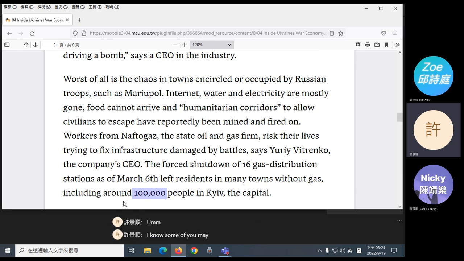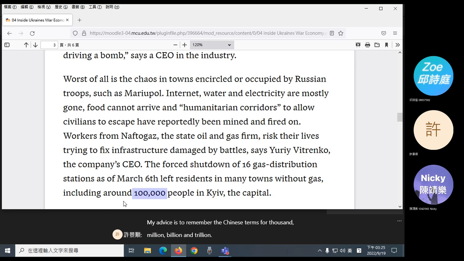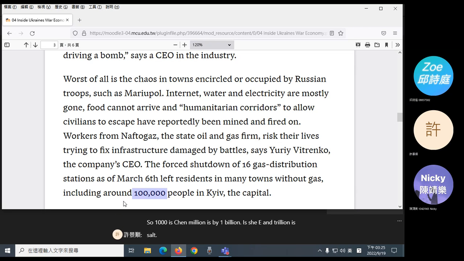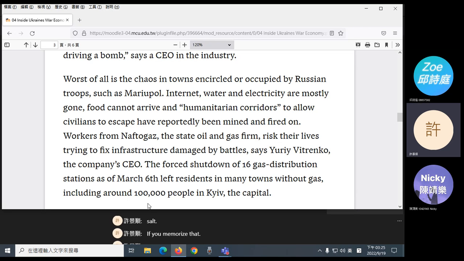I know some of you may have a little bit of trouble translating numbers from English to Chinese or Chinese to English. My advice is to remember the Chinese terms for thousand, million, billion, and trillion. So thousand is qian, million is bai wan, billion is shi yi, and trillion is zao. If you memorize that, in English, the names of the numbers follow the comma. Every time you add a new comma, it's a new word, right? So this is 100,000, but if you add another comma, it becomes 1 million. Every new comma is a new word. So that way you can move easily from the number to the English. And if you memorize the English to Chinese, you can then move easily from the English to the Chinese and back. Right, so just remember those key numbers, and when you see a new number, you can start from there and adjust up or adjust down.